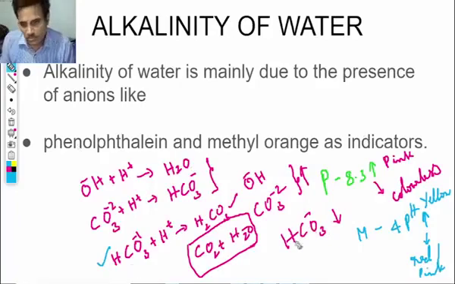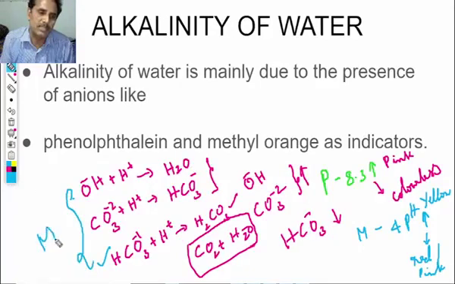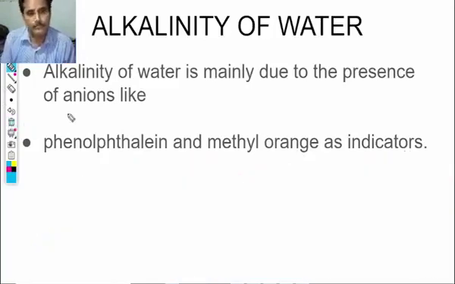By using the methyl orange indicator, the total alkalinity can be estimated. All 3 ions, hydroxyl ions, carbonate ions and bicarbonates, can be estimated by using methyl orange alkalinity. Methyl orange alkalinity is otherwise called the total alkalinity also. By using phenolphthalein alkalinity, we can estimate only the hydroxyl and half of the carbonates.